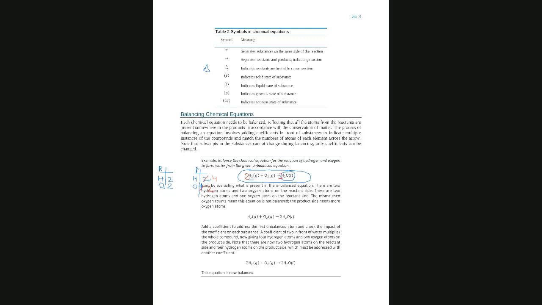Any questions there? And once I add that coefficient, the reaction is balanced. Why? Because on the left side of the arrow, I have 4 hydrogens and 2 oxygens. And then on the right side of the arrow, I have the same 4 hydrogen and 2 oxygen. So I didn't create anything, and now I can say, yes, the equation is balanced. Is this clear, or would you like me to give you another example?